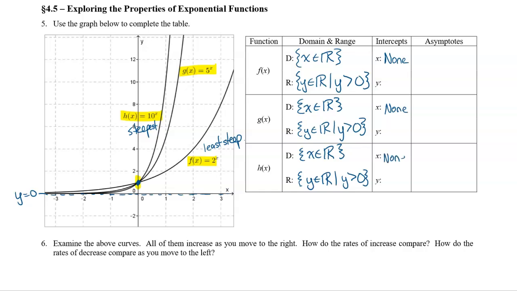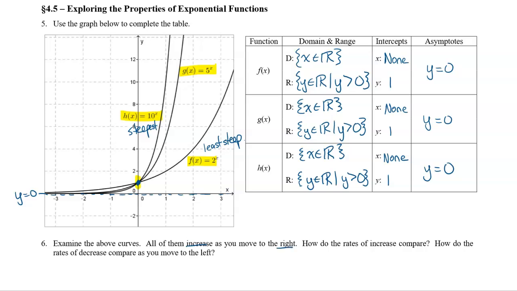The intercepts: there's no x-intercept for any of those, but as we identified a minute ago, there is a y-intercept at (0, 1), so we'd say that the y value is 1. There's an intercept at y equals 1. The asymptote is the line y equals 0 in all three of those cases. So the base doesn't change any of those identifying characteristics of an exponential function.